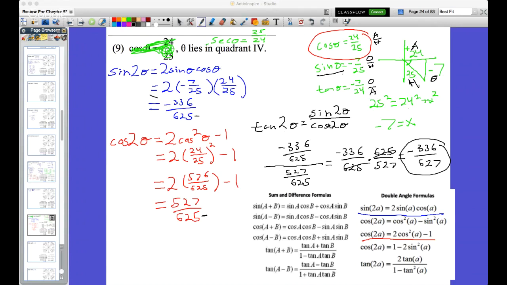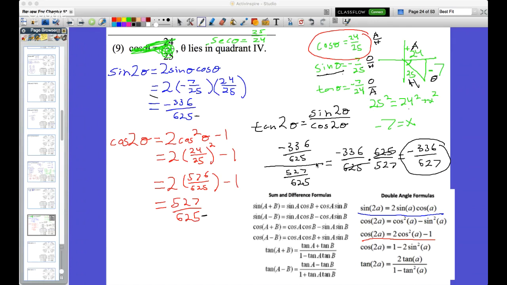Now for tangent, the shortcut that I want to talk about is tangent is sine over cosine. Same thing works for double angles. The tangent of 2 theta is going to be equal to sine 2 theta divided by cosine 2 theta. So that'll give us this -336 over 625 divided by 527 over 625.